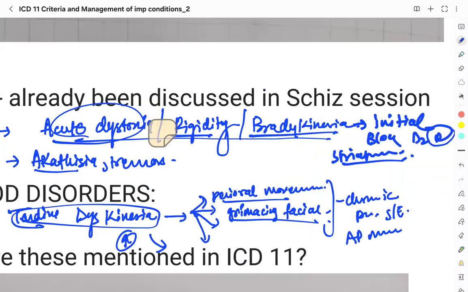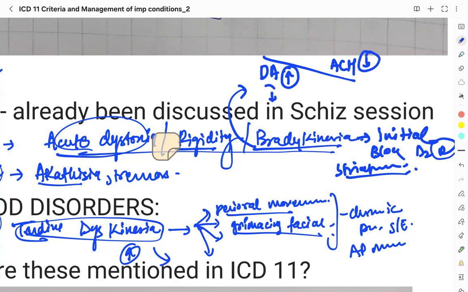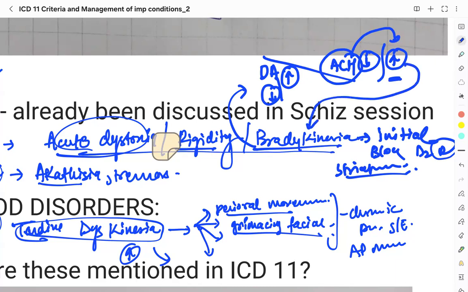Now, not only this, there is one more reason to it. Dopamine and acetylcholine have an inverse relationship. When dopamine is increased, acetylcholine is decreased. When dopamine is decreased, acetylcholine is increased. So because of the increase in acetylcholine, these symptoms also precipitate.